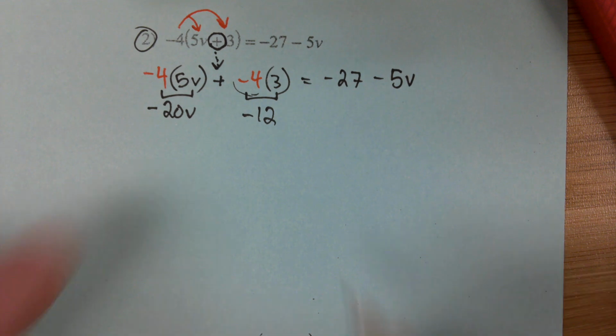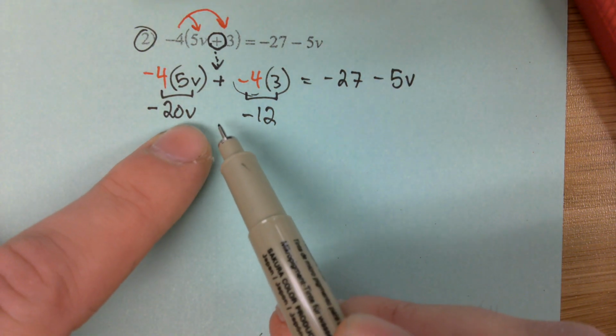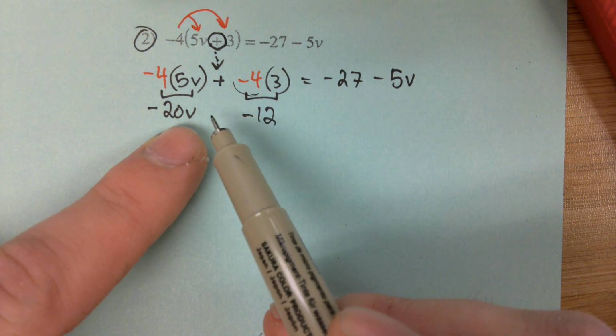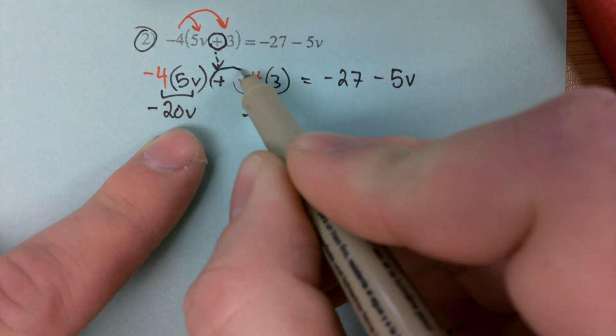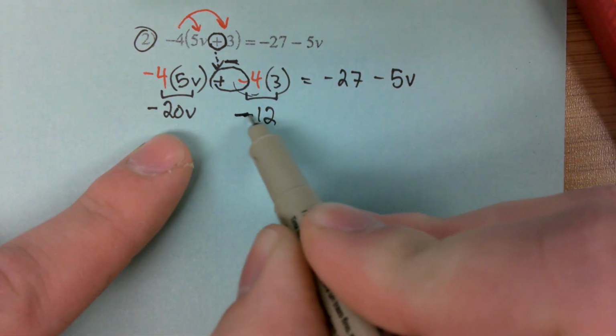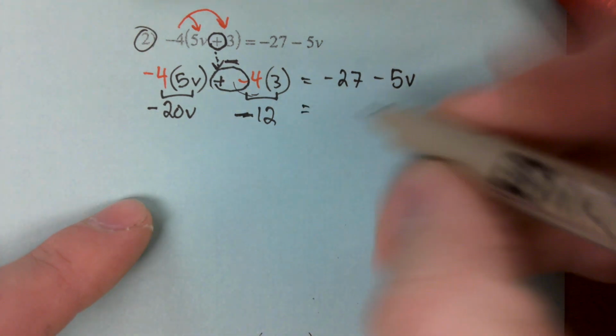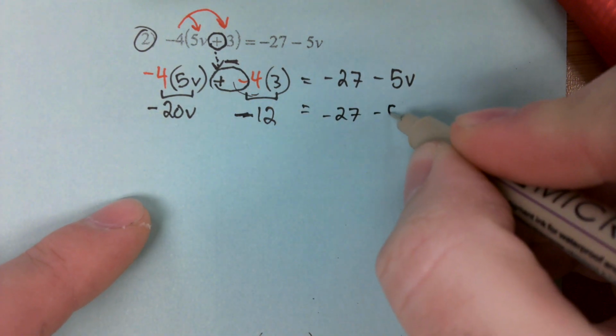So, we've got a plus sign in between. Do we need to write this plus sign down here? No. Why not, Noah? That's right. We just established that these two signs together form a negative. So we're just going to keep this negative there. Equals negative 27 minus 5v.